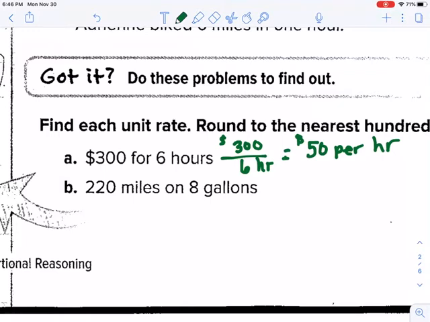That is 220 miles on 8 gallons. So you're going to do 220 divided by 8. And you should get 27 and a half. And that's miles per gallon. You can abbreviate that.